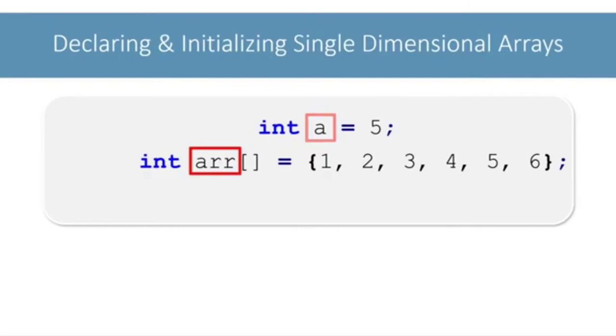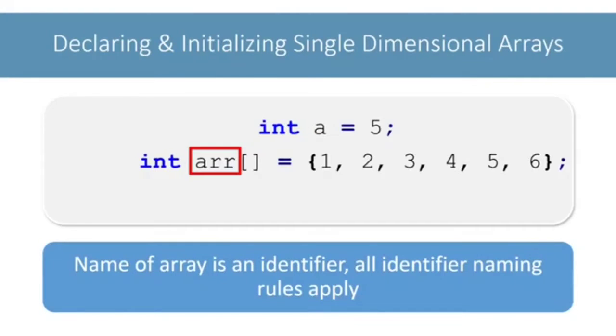We named our variable a and our array ARR. Like a variable, the name of an array is also an identifier, and all the identifier naming rules which we learned in the code blocks and tokens lesson apply to it. Then we have this pair of square brackets extra in case of arrays. This signifies that we are declaring an array variable, not a regular variable.